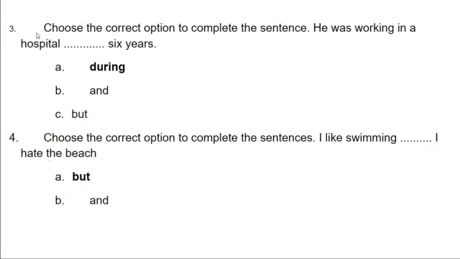Question number 3. Choose the correct option to complete the sentence. He has working in a hospital space 6 years. Tenemos que escoger el conector correcto para completar la oración. During, and, or but. Como esta oración habla de un periodo de tiempo, the correct option is during. Él estuvo trabajando en un hospital durante 6 años. Okay, no podemos poner y 6 años o but, pero 6 años. The correct option is during.